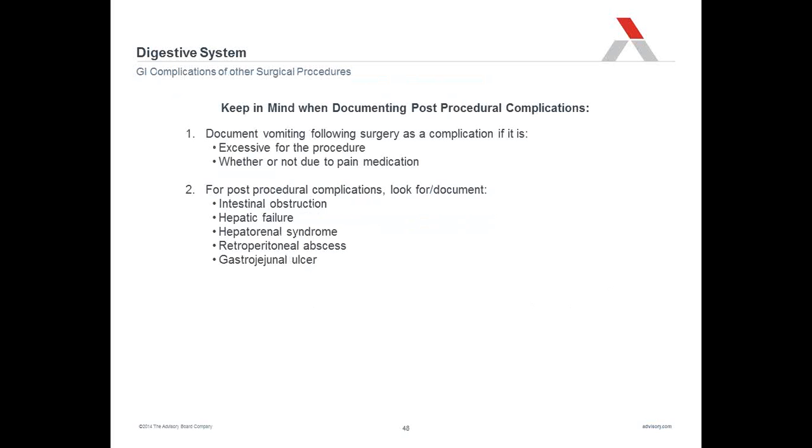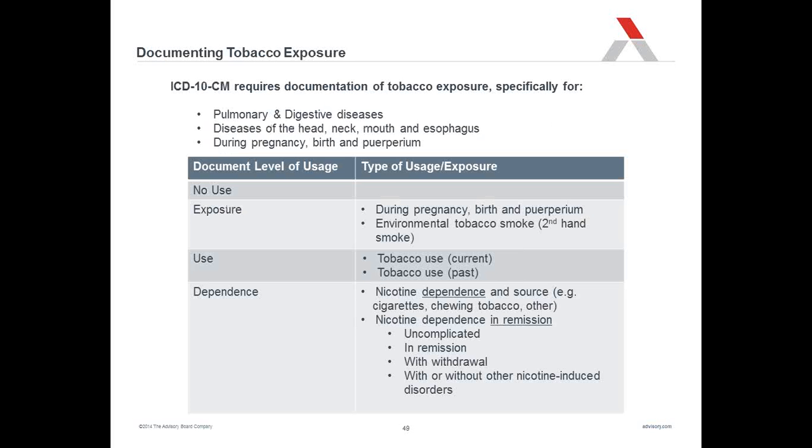Keep in mind when documenting post-procedural complications, here's a couple of examples. So for example, if the patient has vomiting following surgery as a complication, it should be documented that way if it is considered excessive for the procedure and if it is due to any pain medication. Look for other post-procedural complications and document them appropriately. Things like obstruction, hepatorenal syndrome, or any ulcer development.